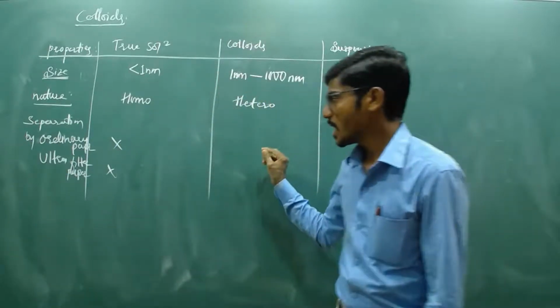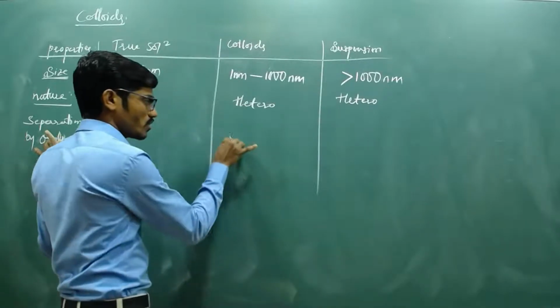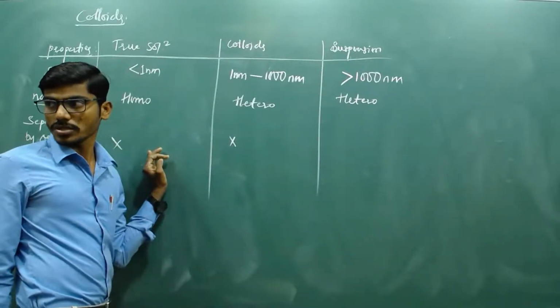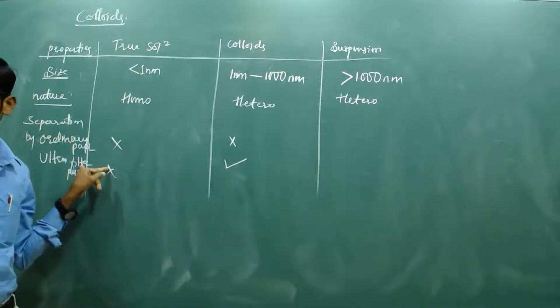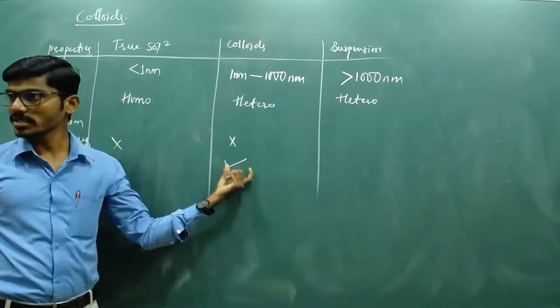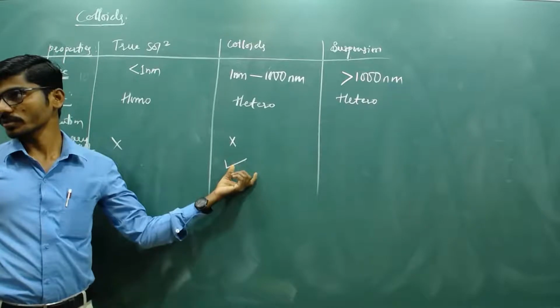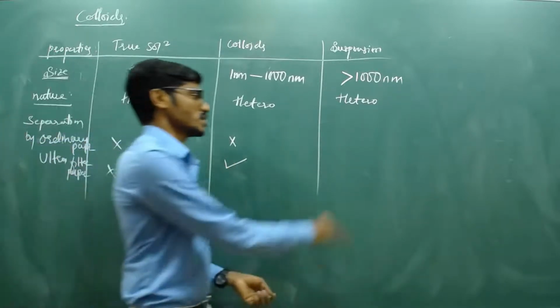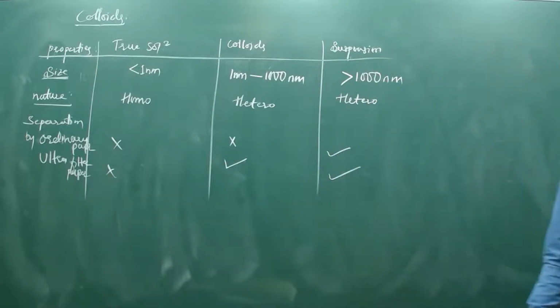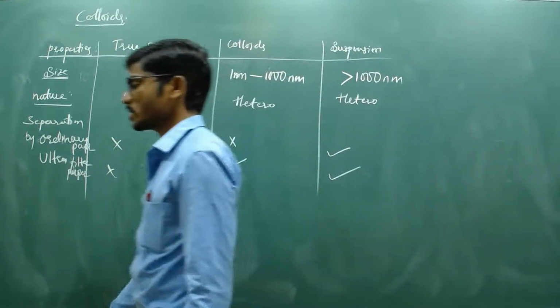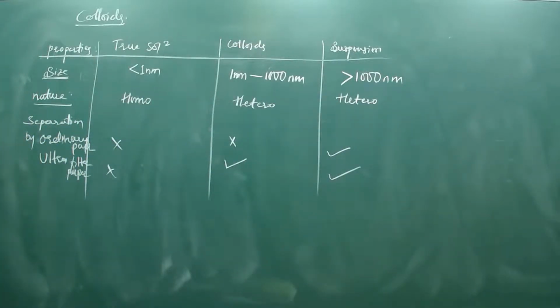Whereas in colloids, with ordinary filter paper we cannot separate the colloidal solutions, whereas by using ultra filter paper we can separate them. By using ultra filtration, we can separate the solute particles from colloidal solution. Whereas in suspension, the particles can be separated by ordinary filter paper as well as the ultra filtration method. So this is regarding colloids and suspension: nature, particle size, separation.